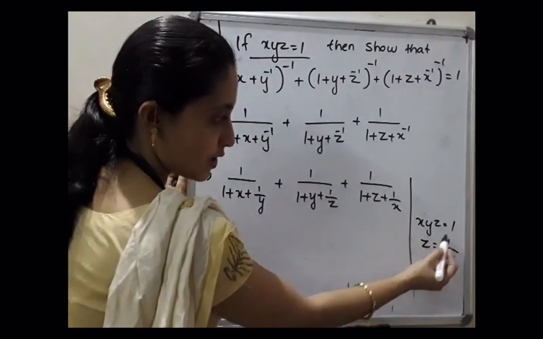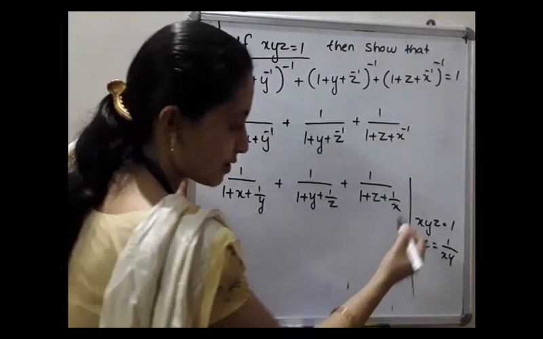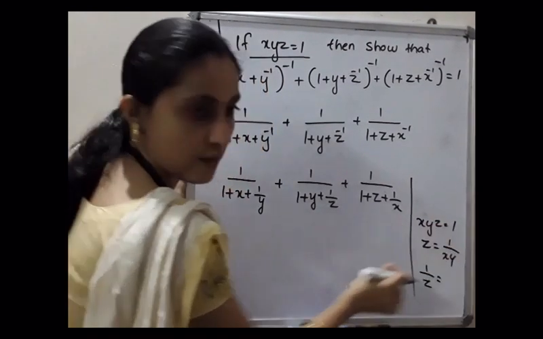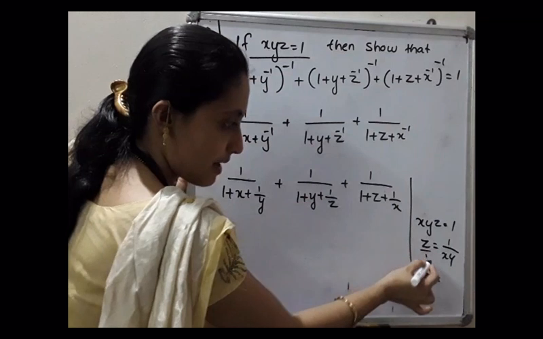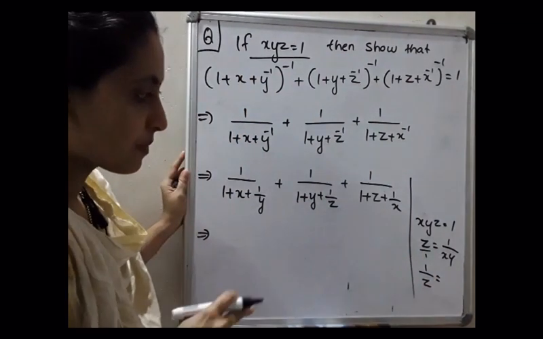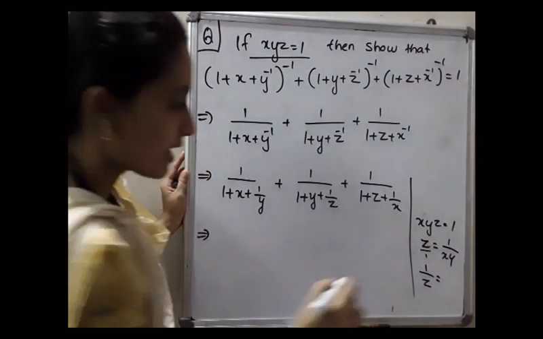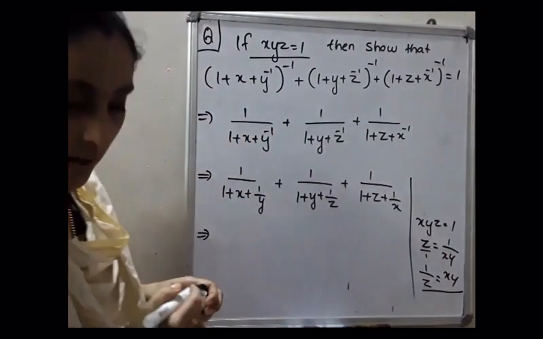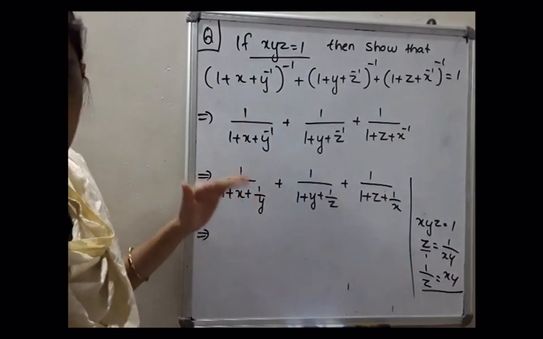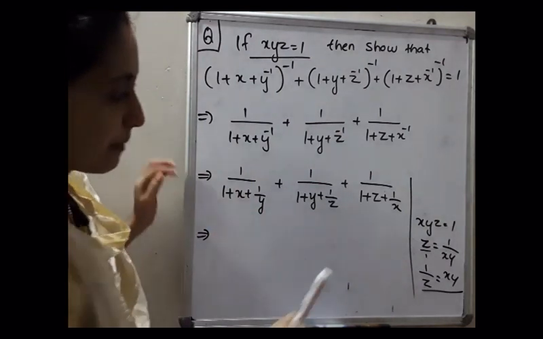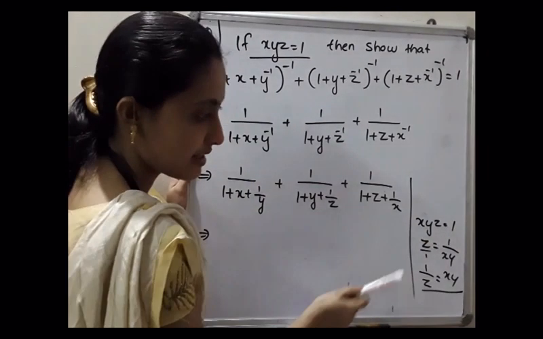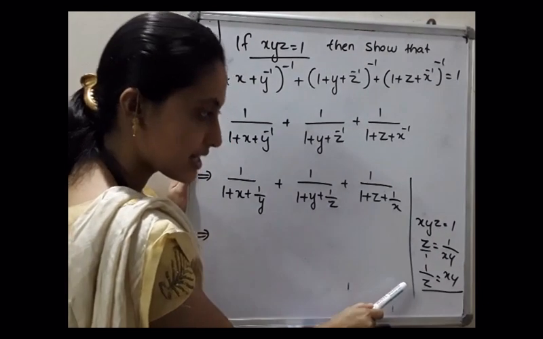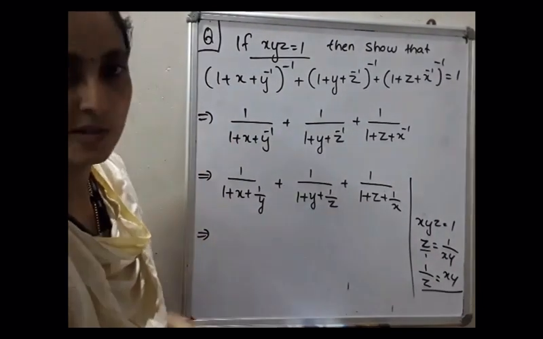From this z is equal to what? 1 divided by xy. So can you say what is 1 by z? 1 by z means what? Reciprocal of this, is it? z can be written as z by 1, is it? So reciprocal of 1 by z is what? xy. That you have to be clear. Okay, that is very, very important in this step, otherwise we can't write the answer. Okay, so xyz is equal to 1. That means z is equal to what? 1 by xy. And 1 by z is equal to what? xy. You have to substitute here.